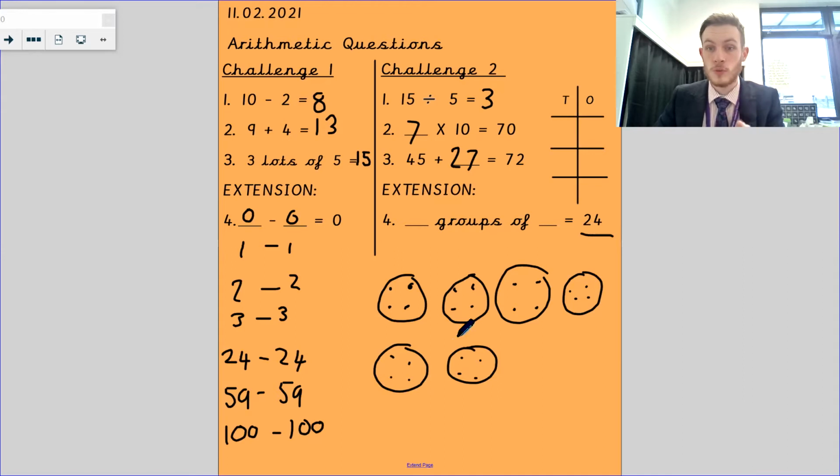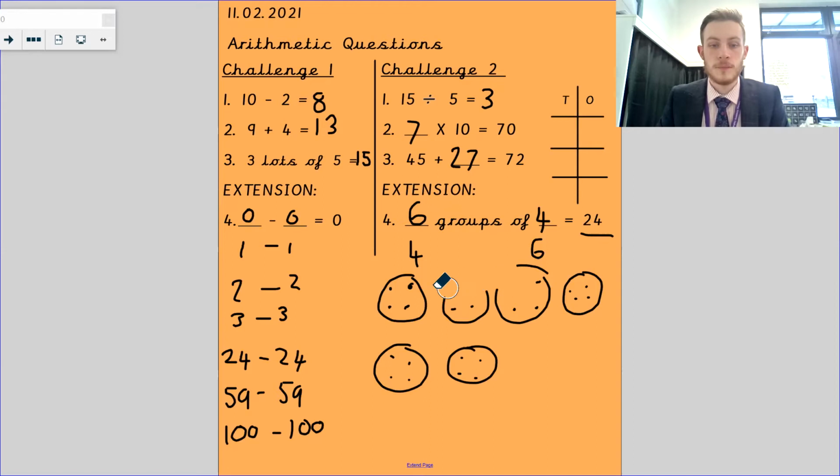So it does work with groups of 4. So I can put in groups, so many groups of 4. Now, how many groups did I do? 1, 2, 3, 4, 5, 6. So 6 groups of 4 is 24. Now, there's another way you could do it. You could obviously swap those around. You could do 4 groups of 6.